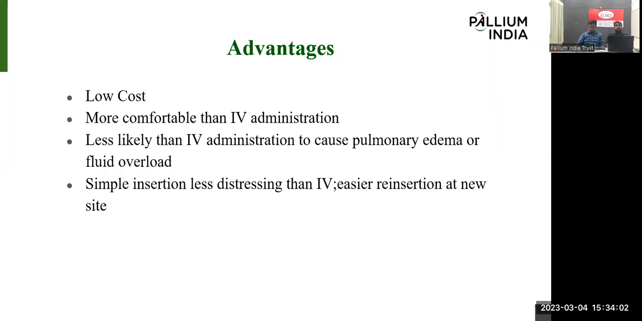So, as happens in IV administration, complications like pulmonary edema or fluid overload may happen in the IV administration. That type of complication has no chance in the subcutaneous route of administration. There is less irritation, and less chance of complications in the subcutaneous route comparatively with the IV.